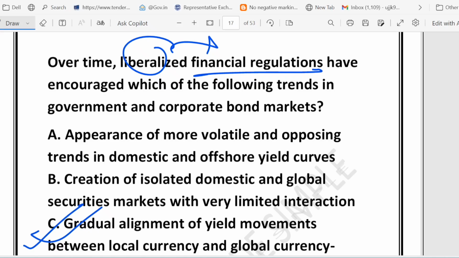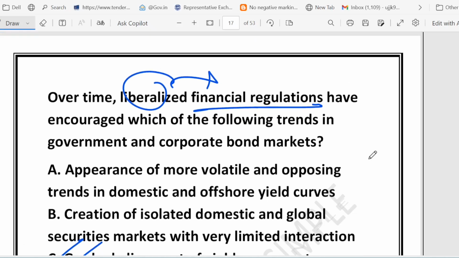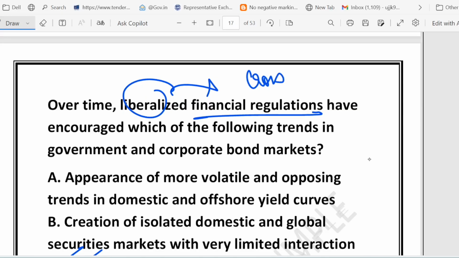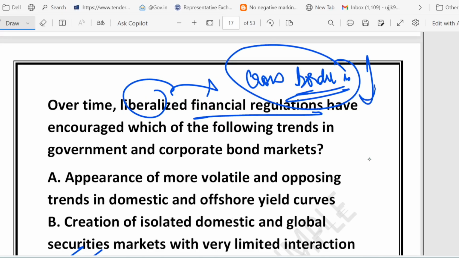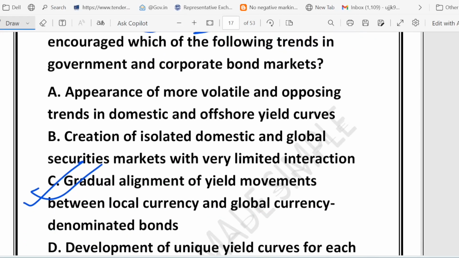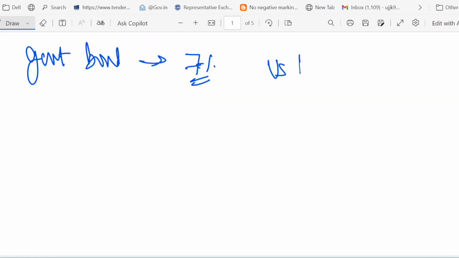When financial regulations are liberalized, restriction on cross-border investment are reduced. See, cross-border investment, whatever restrictions is there, it get reduced because of the liberalization. As a result, domestic bond and foreign currency bond start moving in a similar way. So local currency bond, global currency bond, they start moving in a similar way because the restriction has been removed, right? And a similar US dollar bond, which yielded 3%.